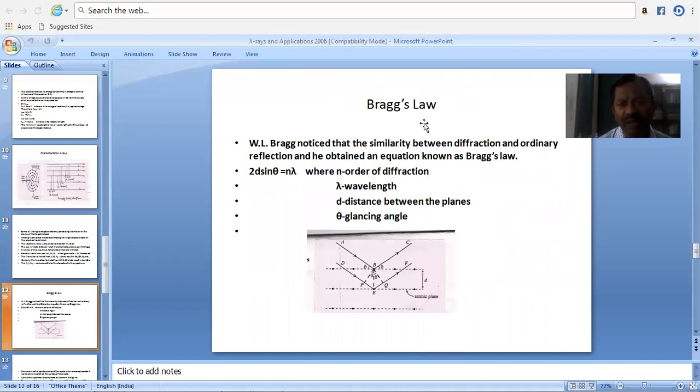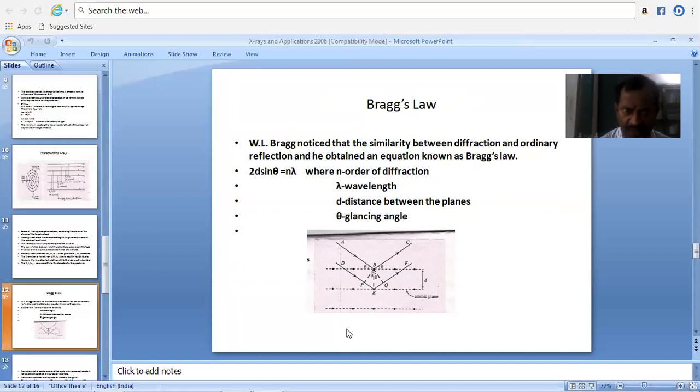Now we'll go for Bragg's law, or Bragg's equation. Sometimes we call it Bragg's equation also. W.L. Bragg noticed the similarity between diffraction and ordinary reflection, and he obtained an equation known as Bragg's law. That is 2d sin theta equals n lambda, where n is the order of diffraction, lambda is the wavelength of the radiation we are going to use, d is the distance between the planes, and theta is the glancing angle.